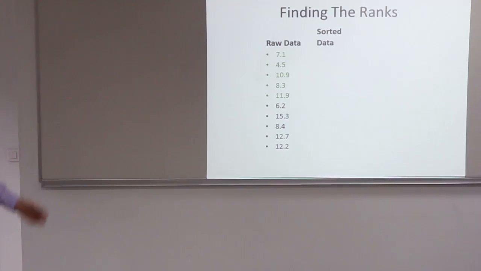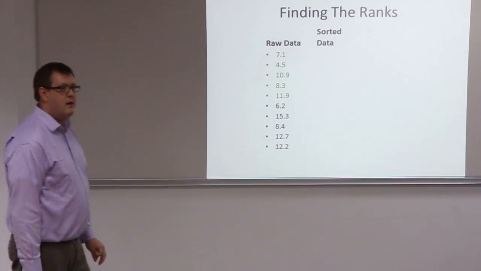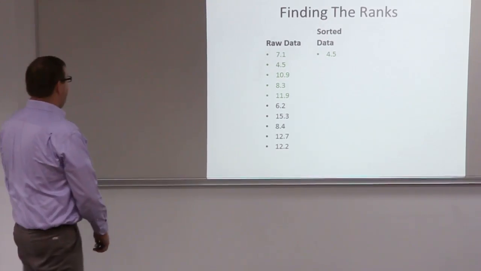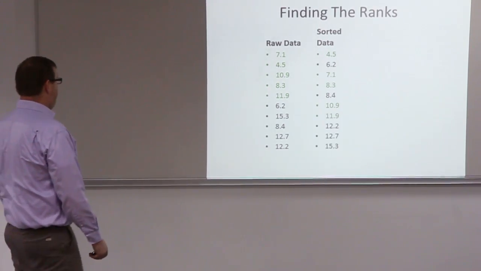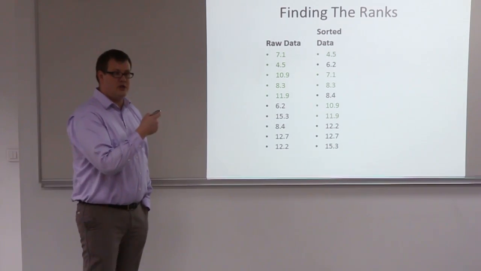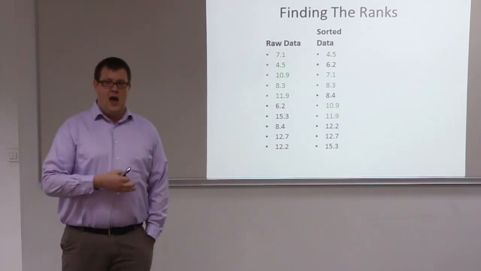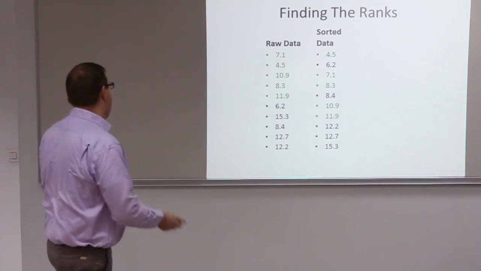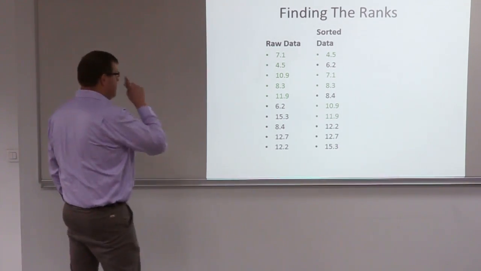Which one should go first? So 4.5 is the smallest. 6.2. And then we've got the rest of them, right? So we're just sorting them as you would anything. We're not subtracting anything from them. We're just sorting them as they are.